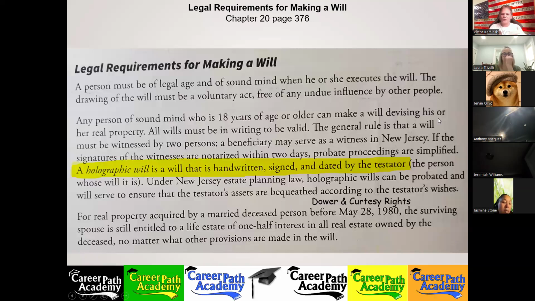The general rule is that a will must be witnessed by 2 persons. And someone who's a beneficiary of a will can serve as a witness in New Jersey if the signatures are witnessed and notarized within 2 days. Now, a holographic will is simply a completely handwritten will. You don't print it and then sign it. The entire will is handwritten. That does not require any witnesses.